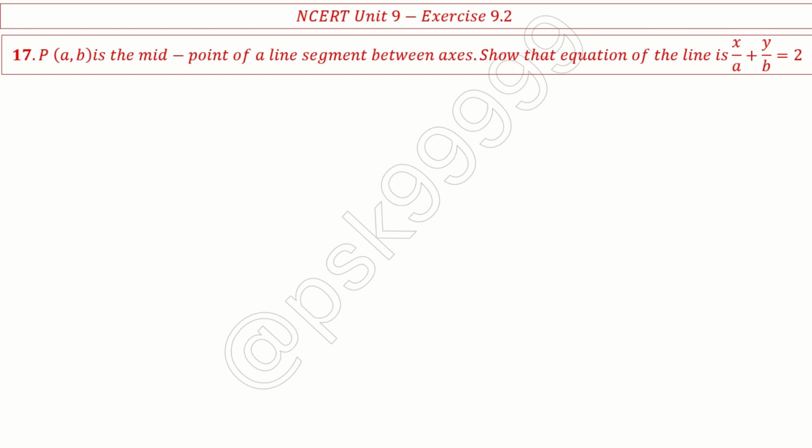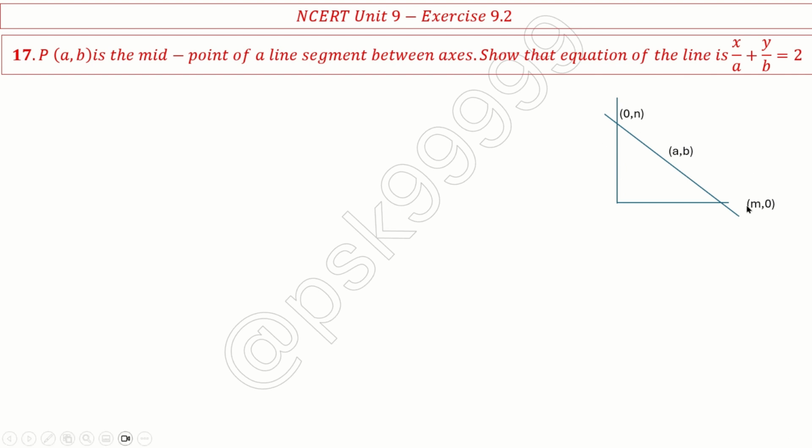P is a midpoint of line segments between axes. Show that the equation of the line is x by a plus y by b equal to 2. Okay, so this is simple. A comma b is the midpoint. That's what is given, if you see the diagram here.